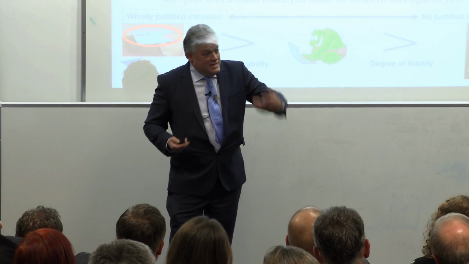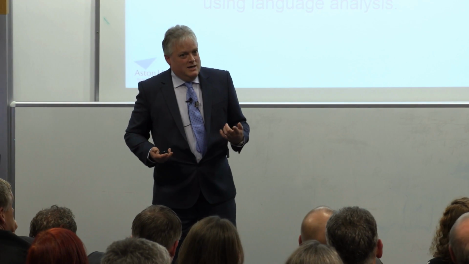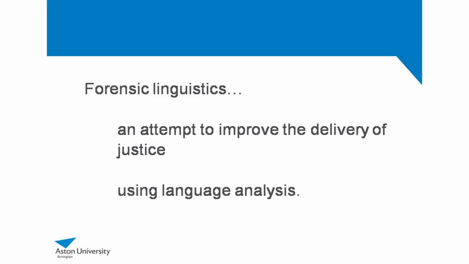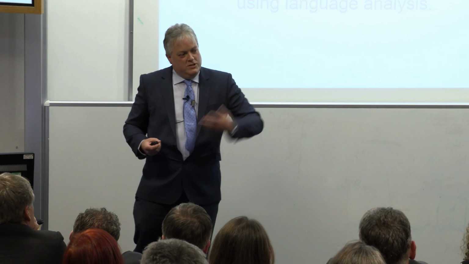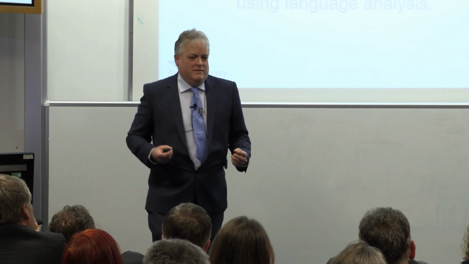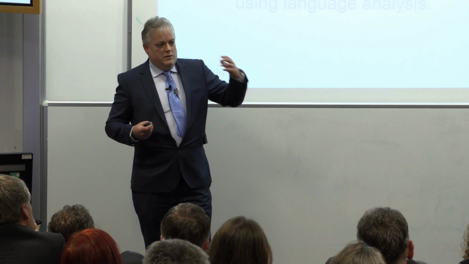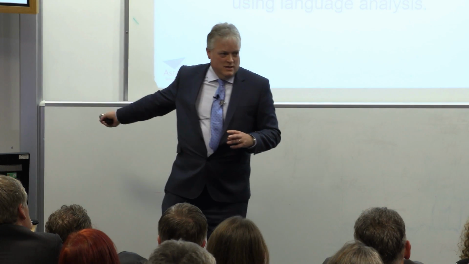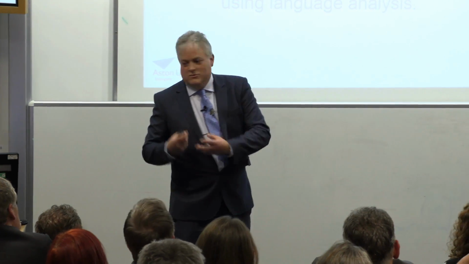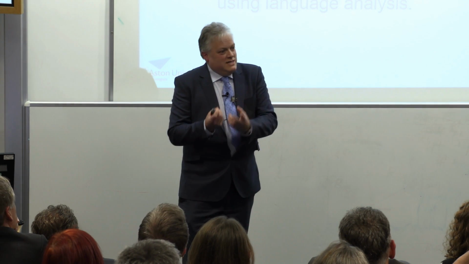Okay, which leads back to what I said at the beginning, that forensic linguistics is an attempt to improve the delivery of justice. If we just de-anonymise Elena Ferrante, we're not doing that. Yeah? But if we de-anonymise the anonymous guy abusing children online, I think we can be very content we are.